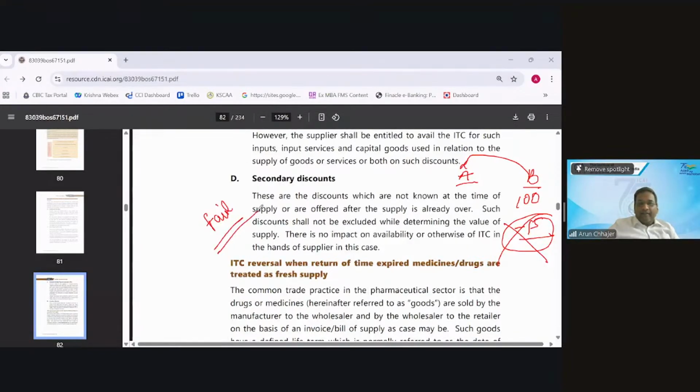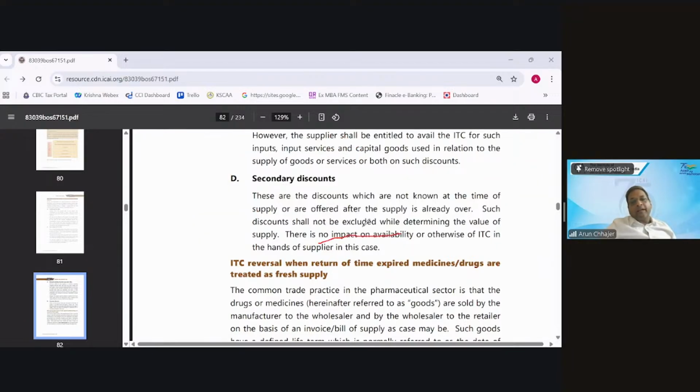Fail. When is it a fail? When A is saying that I am asking 100 rupees, but B is saying that I am not paying in full, I am only paying 85. It means in the books of accounts of A, there has to be the outstanding of B. But if A gives a credit note of 15 rupees, will there be any outstanding in the name of B? No, because he has reduced the receivable by rupees 15. So will this be a fail to pay? Answer is no. Therefore, no requirement of reversal of ITC. There is no impact on the ITC.